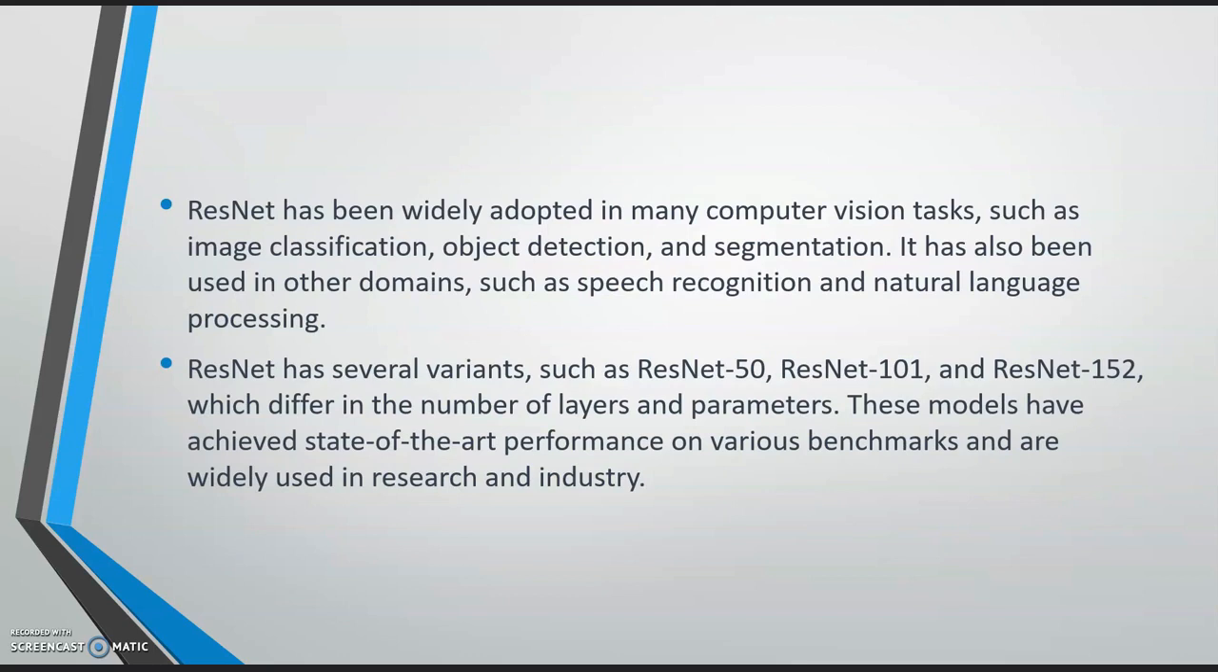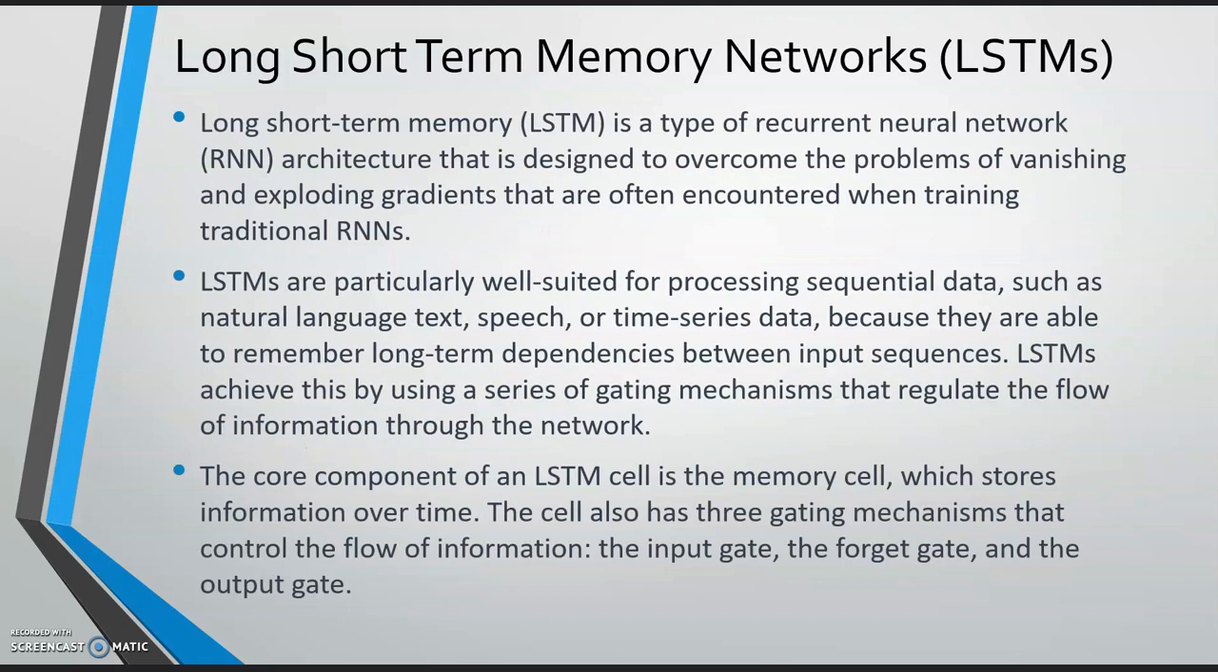ResNet has been widely adopted in many computer vision tasks such as image classification, object detection, and segmentation. It has also been used in other domains such as speech recognition and natural language processing. ResNet has several variants such as ResNet 50, ResNet 101, ResNet 152, which differ in the number of layers and parameters. These models have achieved state-of-the-art performance on various benchmarks and are widely used in research and industry.